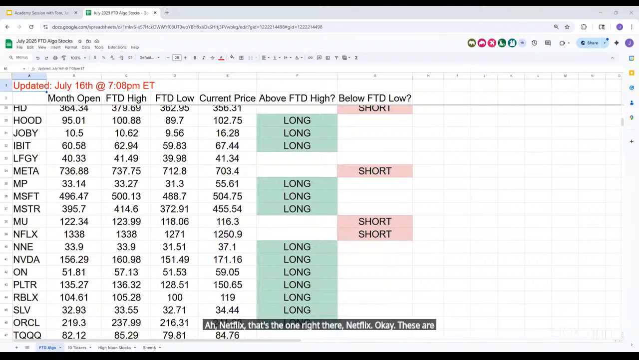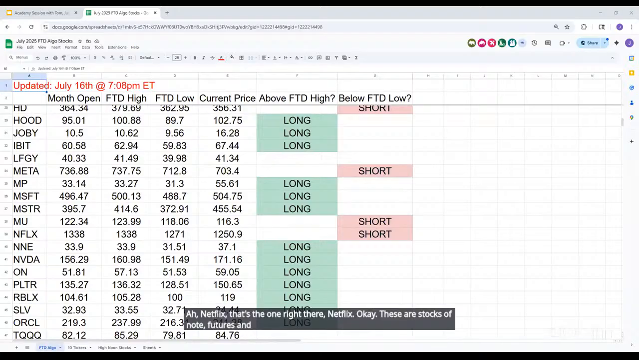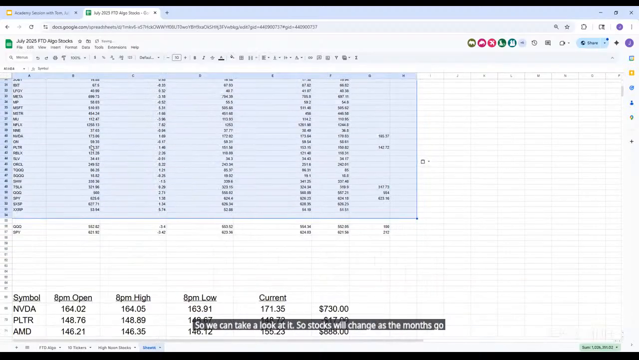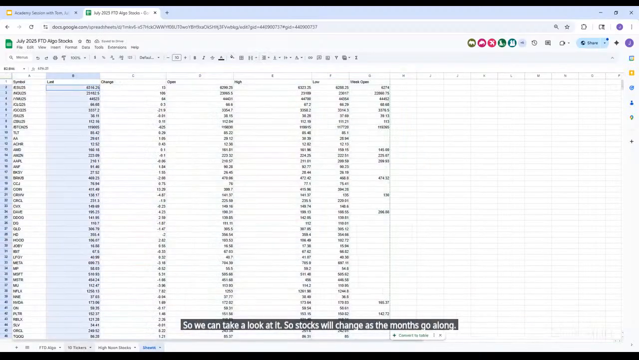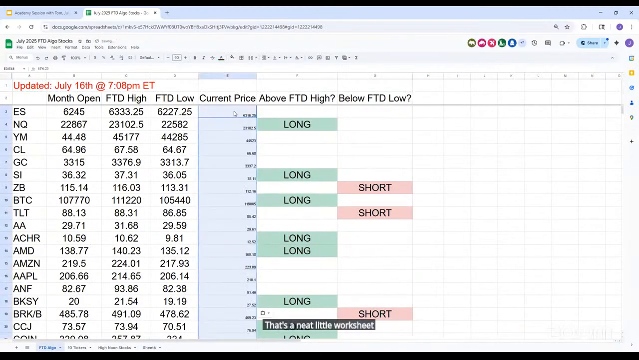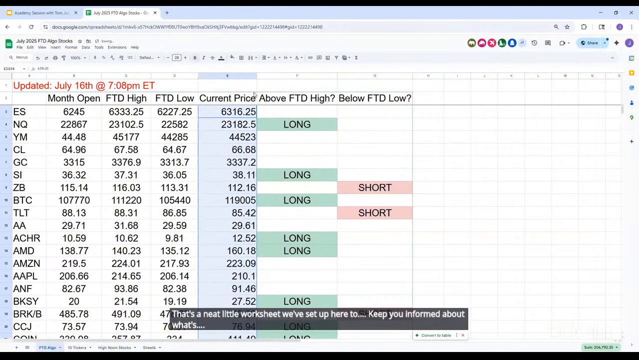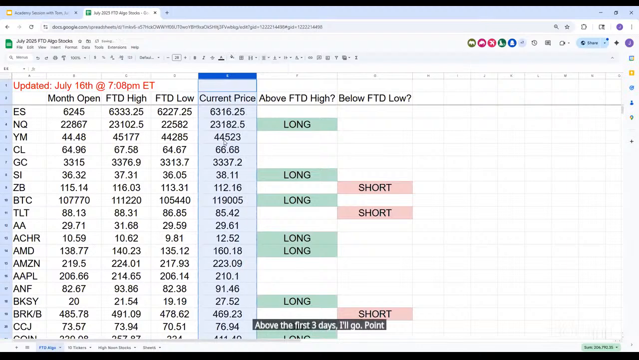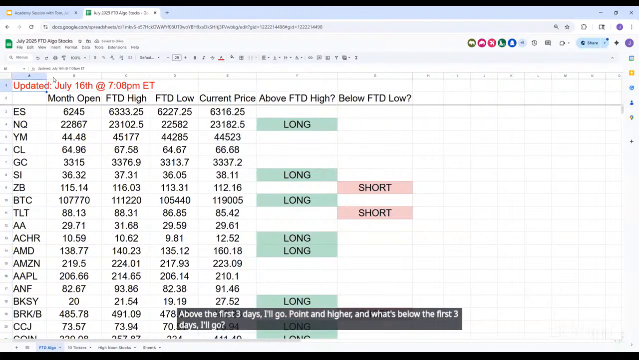These are futures and stocks of note that Tom's tracking during the month of July. We keep this spreadsheet updated. Every time Tom goes live, I try to get it updated so we can take a look at it. So stocks will change as the months go along. That's a neat little worksheet we set up here to keep you informed about what's above the first 3 days algo, pointing higher, and what's below the first 3 days algo and pointing lower.